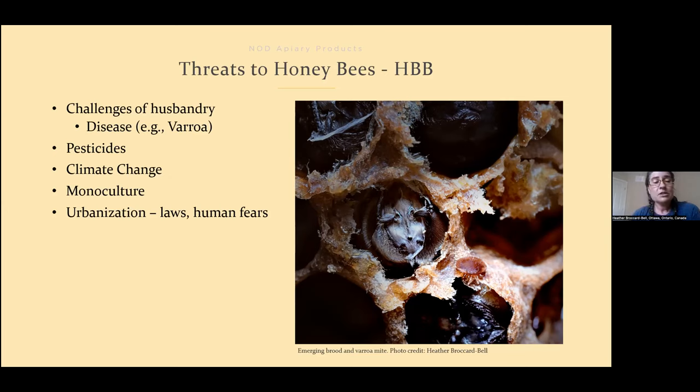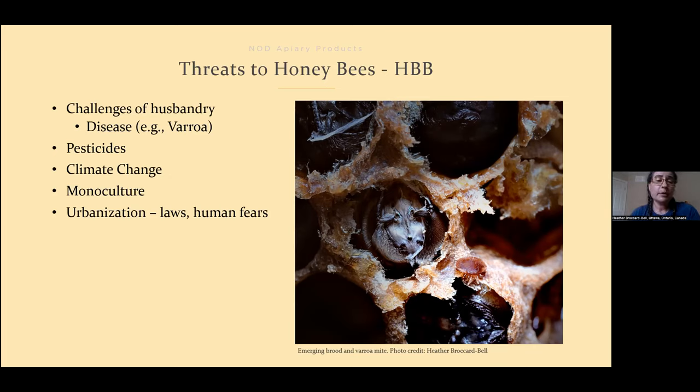And then of course, increased urbanization. A lot of people wonder about that. So we've got human fears to overcome. Humans need to learn that living by honeybees, especially in the northern climates, where our honeybees tend to be nicer, is not usually problematic, but a lot of people are afraid of honeybees. But laws are changing. So people are now able to keep honeybees in city limits in a lot of places.